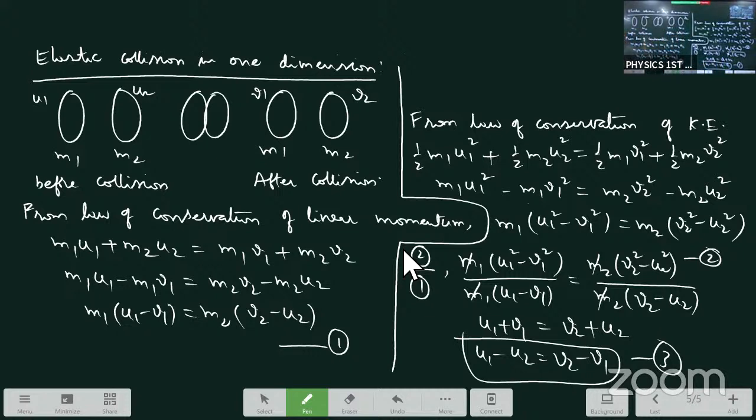Then we go for final velocities. You take the equation of V2, substitute in equation 1, you will get V1. I will do that next. Suppose I need these 3 equations, so I will write them somewhere here.